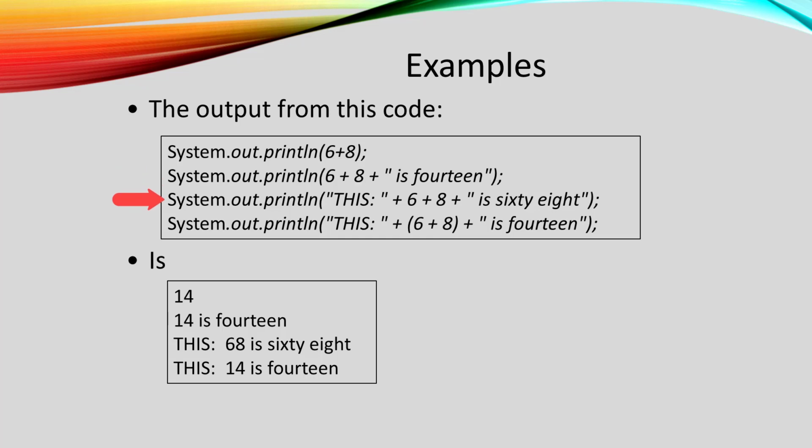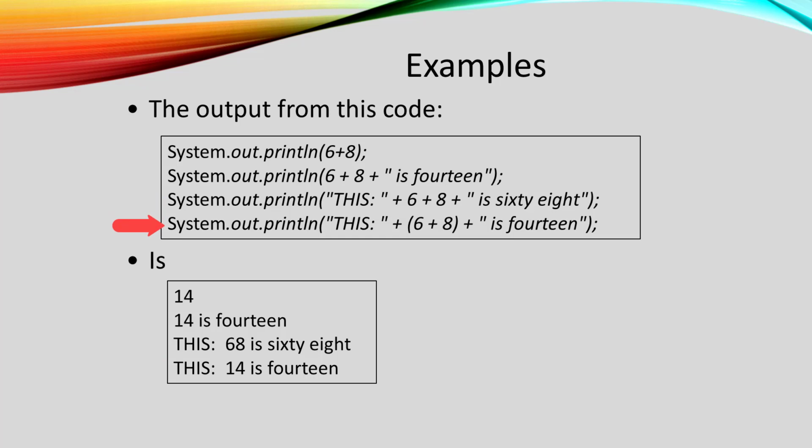In the third example, the first plus sign, executing them from left to right, has one operand that is the string "this: " and another operand that is a 6. Because I don't know how to do addition with that, that's going to be concatenation, and it's going to make the string "this: 6". The second plus sign is going to take that string and concatenate it with 8, because I don't know how to add those things, sticking the 8 onto the end of that string. The third one is going to take that "this: 68" and concatenate it with " is 68".